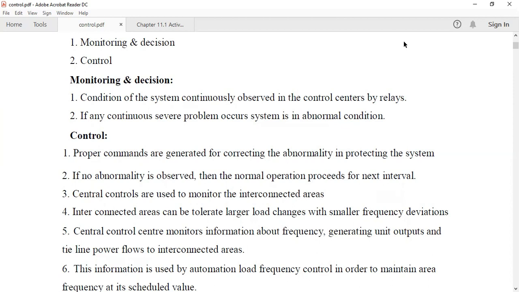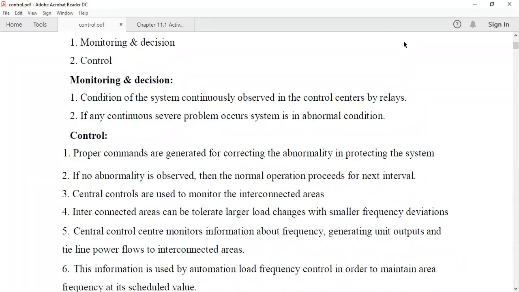In India, if we take into consideration, we have different regions. All these regions are connected together, which forms a national grid. As all regional areas are interconnected, if any load changes occur in one area or region, that can be managed with the help of the other areas, by which we can control the frequency deviation within a smaller value.